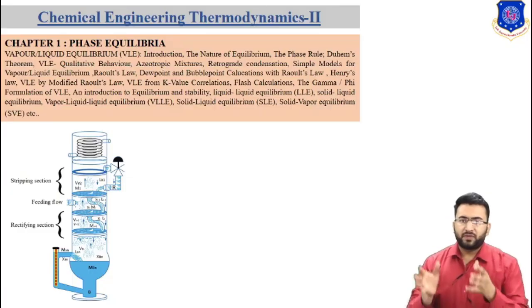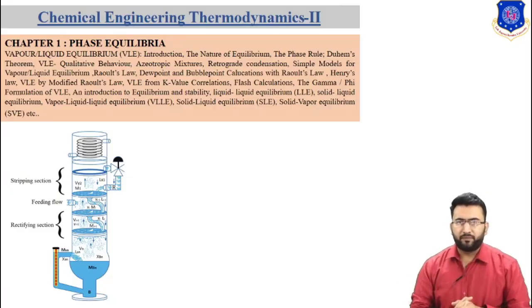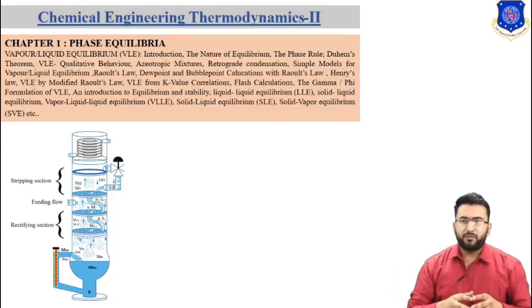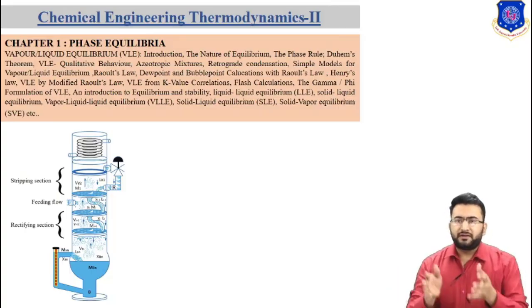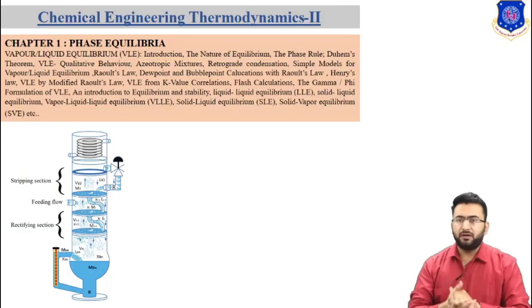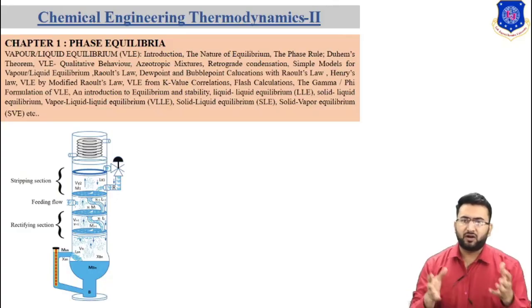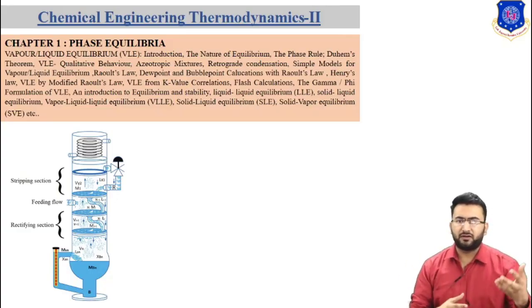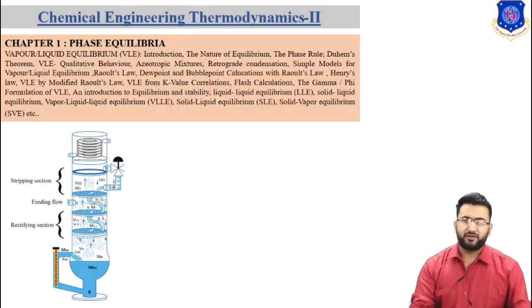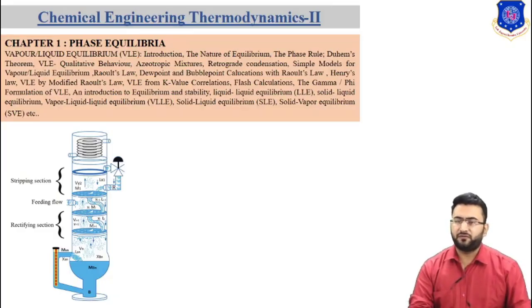Then we will talk about vapor-liquid equilibrium. Vapor-liquid equilibrium data is used for separation of a partially miscible system. Then we will talk about solid equilibrium data, which is used for the crystallization process. Solid-vapor equilibrium data is used for the sublimation process. So we will talk about all these types of PXY and TXY diagrams for the system and understand vapor-liquid equilibrium.